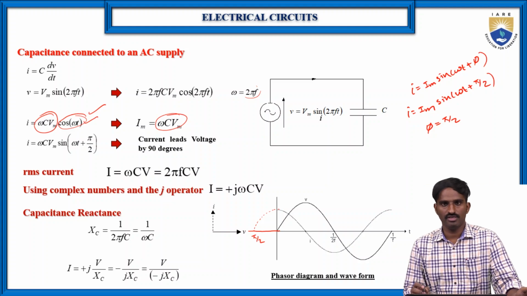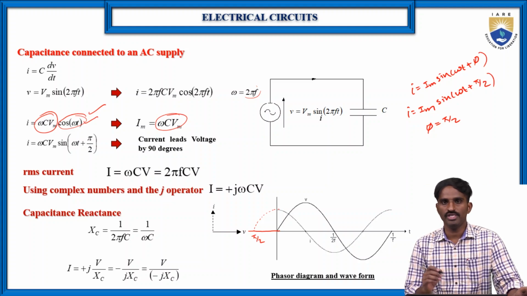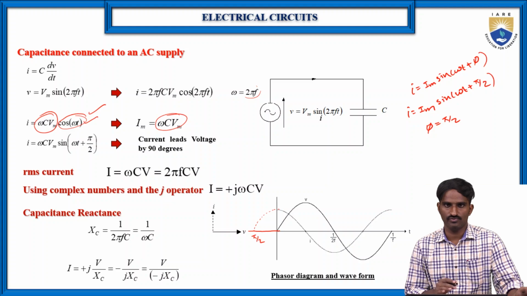But anyway, here we are considering the voltage as a reference, so we should take the reference as voltage, and based on the voltage reference, we can estimate the phase, whether it is lagging or leading. So that's why here the current leads the voltage by 90 degrees. So that is the statement we have to say, right?